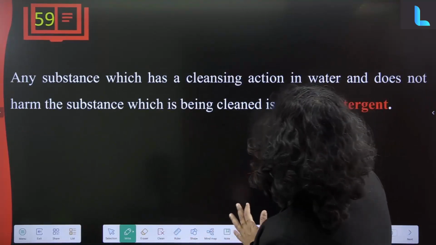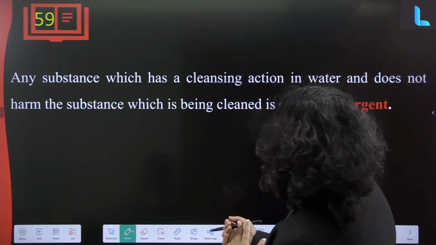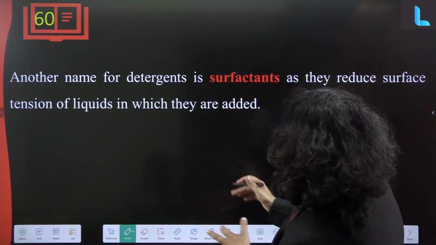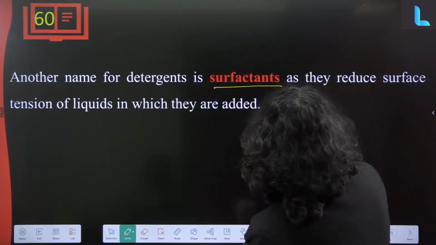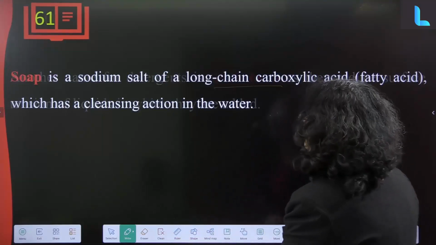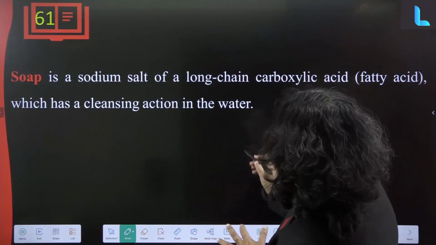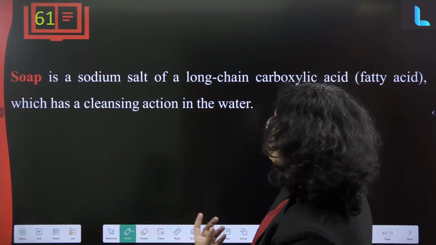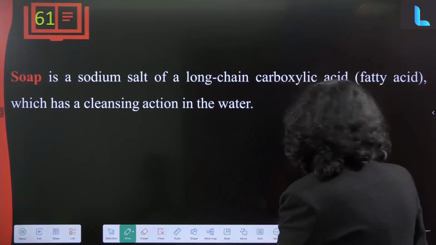Any substance which has cleansing action in water and does not harm the substance being cleaned is called a detergent. Another name for detergent is surfactants, as they reduce the surface tension of the liquid in which they are added. That is why they are called surfactants. Soap is a sodium salt of long chain carboxylic acid. It can be a potassium salt also, which has cleansing action in water.